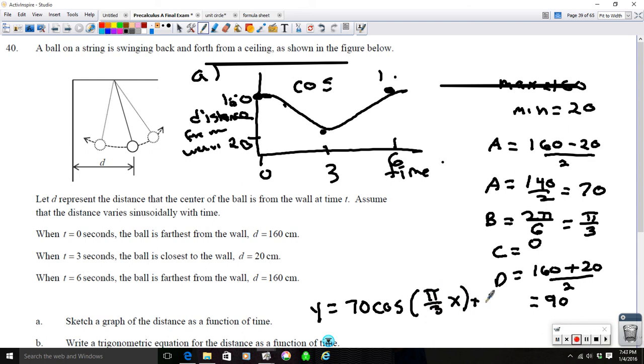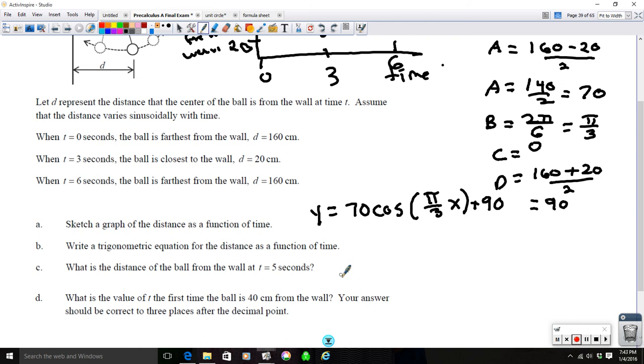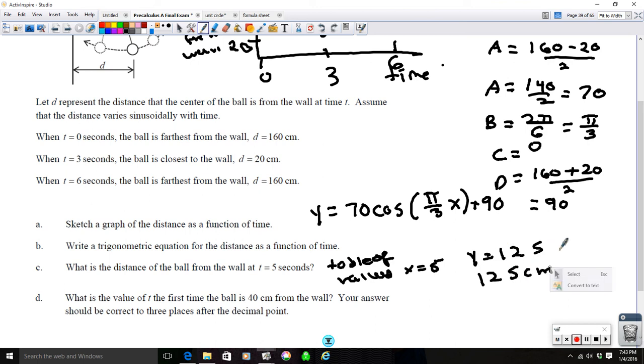Now, what you're going to do next, I don't have a calculator on this, so I'm just going to describe how I would do this. You're going to put this equation in y equals in your graphing calculator, and you should end up with the same graph. So when you look in your table of values for x equals 5, it's going to tell you that y is equal to 125. So the distance is 125 centimeters.